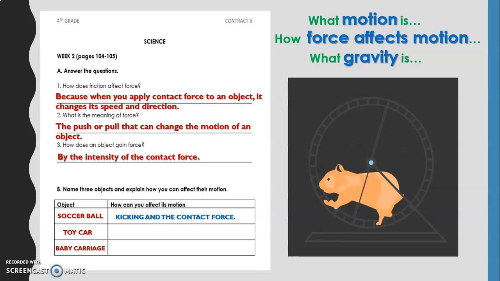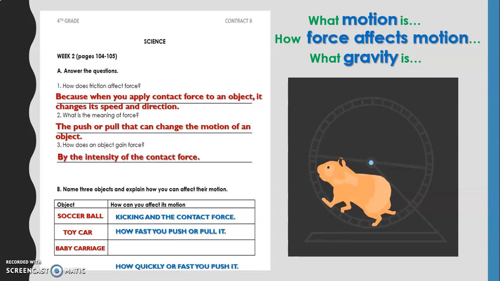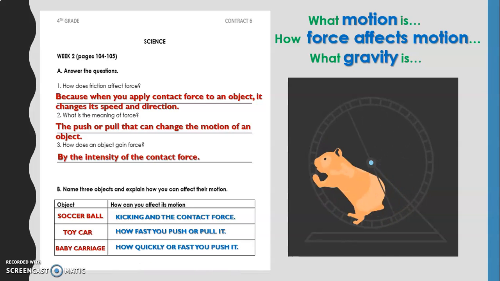Depending on how much intensity the soccer player applied on his kicking, obviously that was going to affect the motion of the ball. Now, when we talked about the toy car, it depended on how fast you push or pull it, right? And it also depends if it's running on batteries. Probably when you run it on batteries, you can control the speed, the motion of the object. And the baby carriage, how quickly or fast you can push the object.